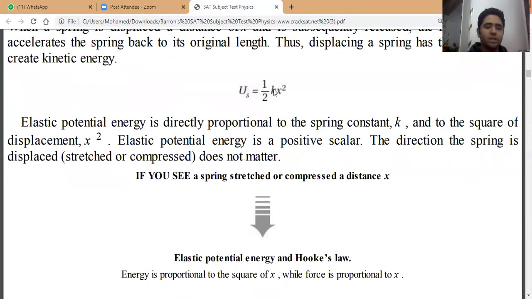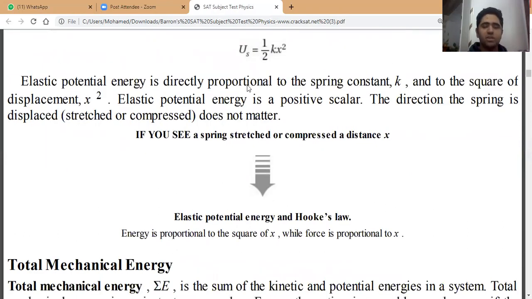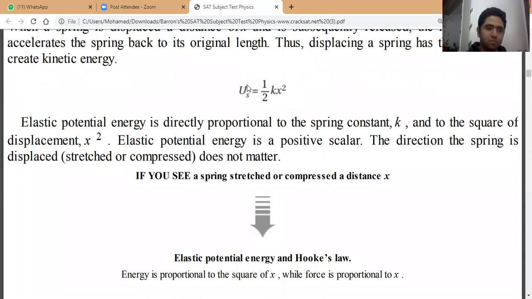We're going to understand how this was done exactly, just in case you want to know how it was derived. So it's important that we put some notes here. Elastic potential energy is directly proportional to the spring constant k and to the square of the displacement, x squared. Okay.